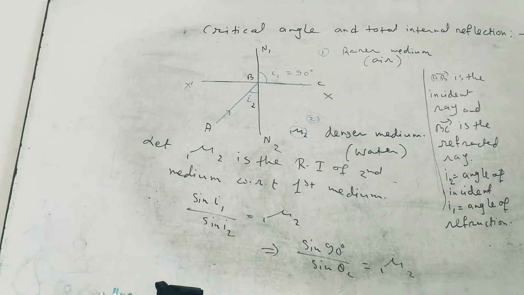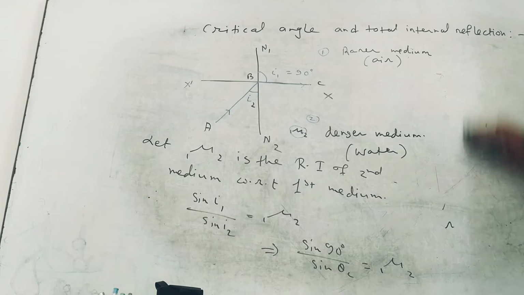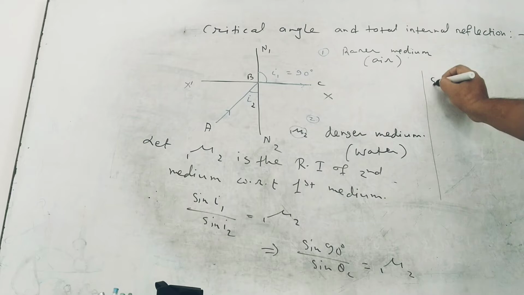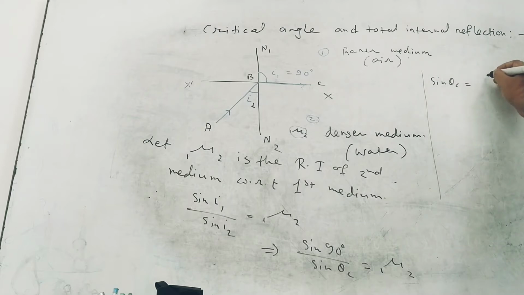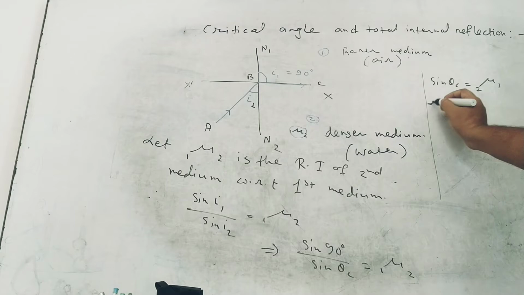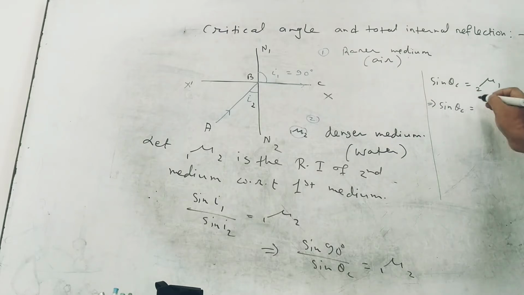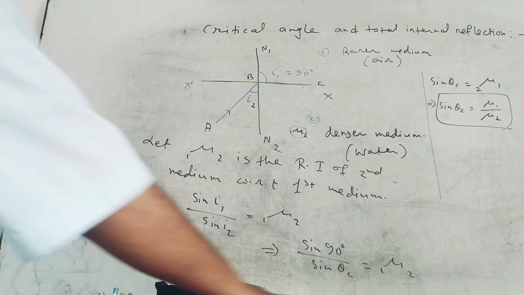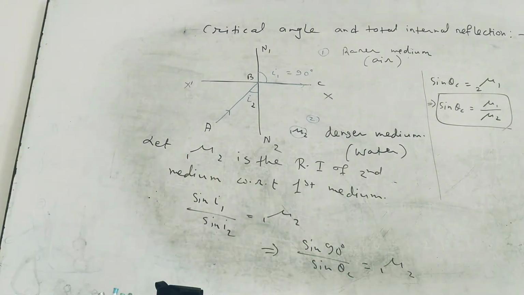Therefore, we can write that sine theta c is equal to mu21, or sine theta c is equal to mu1 by mu2. This is the relation between the refractive index and the critical angle.